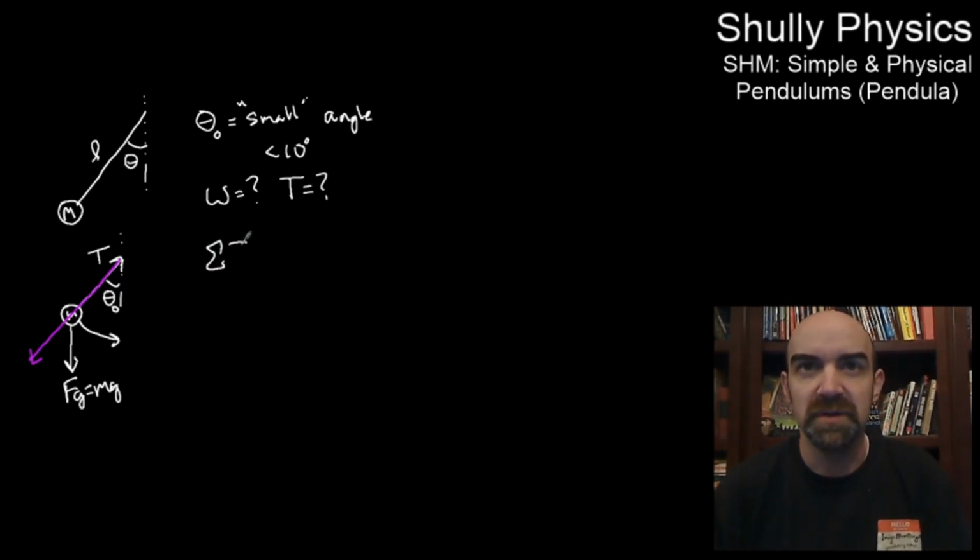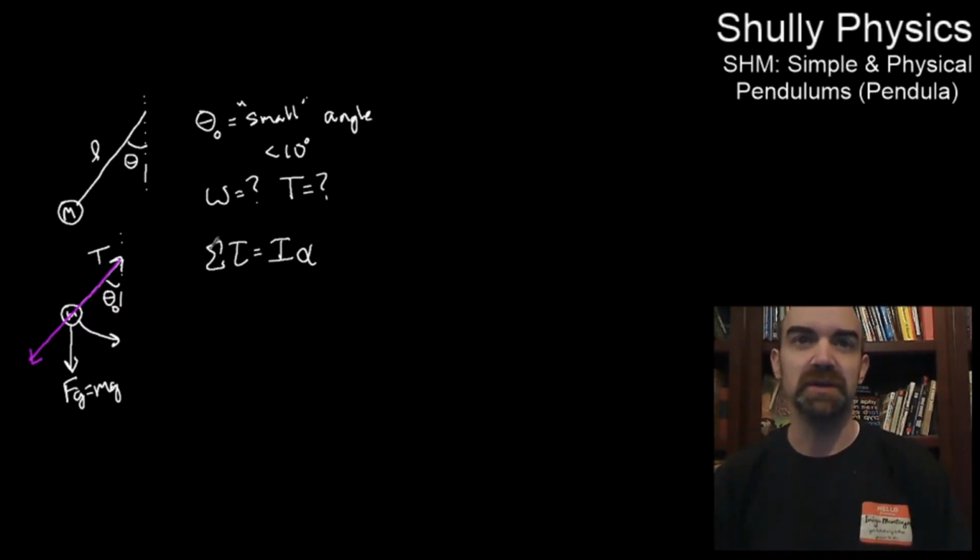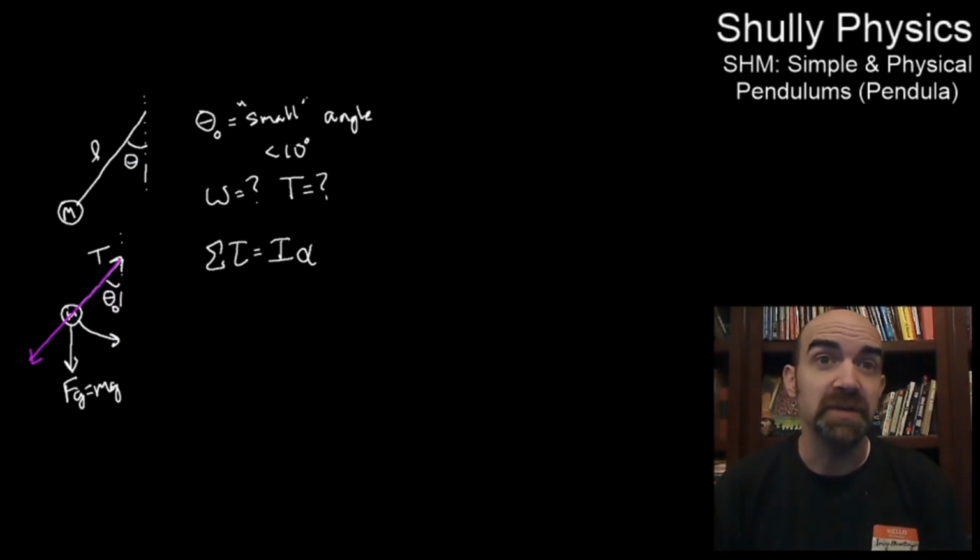So let's consider the sum of all the torques acting on this object, causing that mass to have an angular acceleration instead of a translational acceleration. All right, there are two forces involved. We got the tension from the string and we got the weight. Now the tension is applied at the mass itself. There is no torque arm.